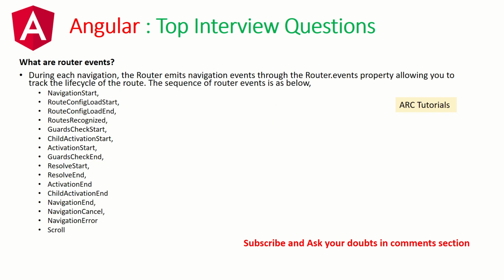So what are router events? Router emits navigation events through the router.events property. Now we need to subscribe and we should know which sequence we want to use, right? So it always starts with NavigationStart, RouteConfigLoad, RecognizedCheck, GuardsCheckStart, etc. You can see all the different events.